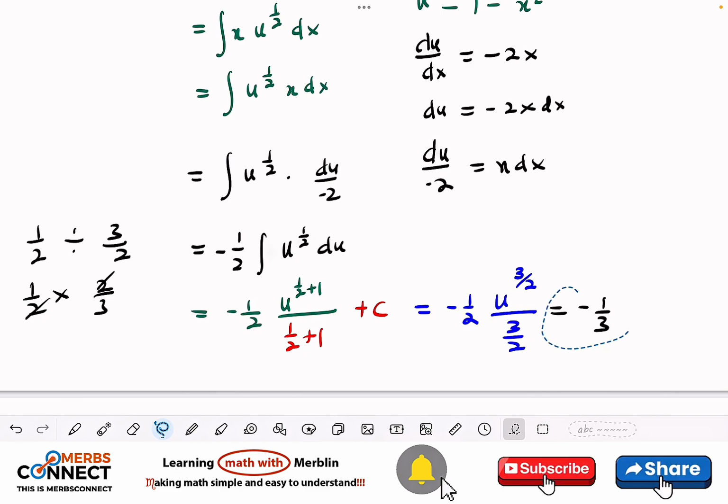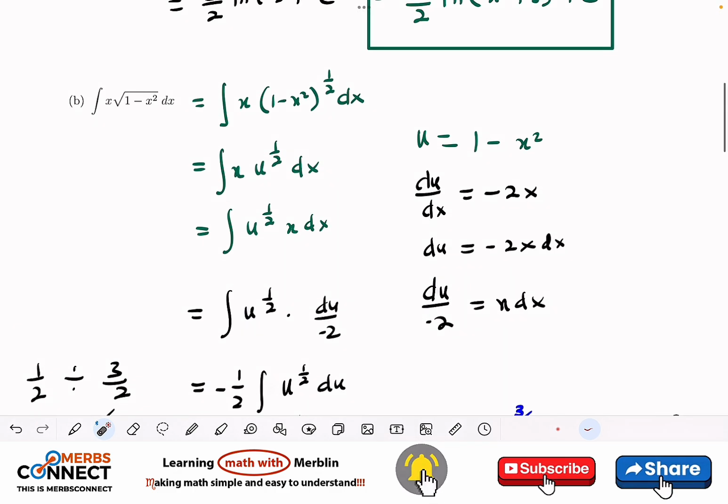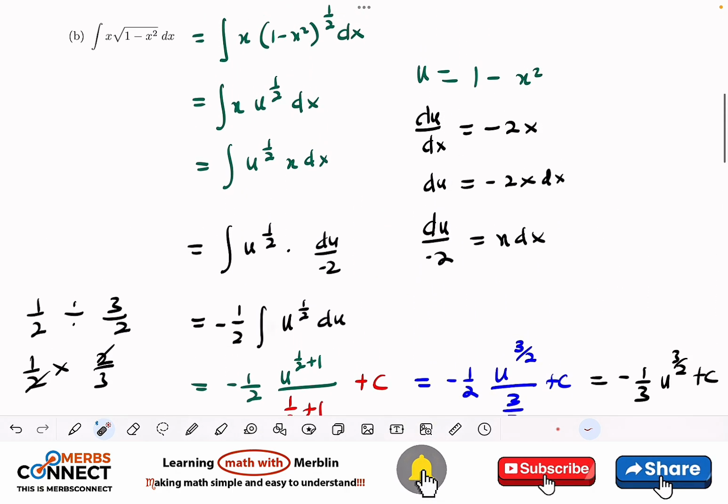Oops, I didn't bring my c. So plus c, and then I'm going to have negative 1 over 3 u to the power 3 over 2 plus c. And don't forget, anytime you are doing u substitution, when you are done, you need to make sure that the u is taken care of. So now here our u is 1 minus x squared. So we need to make sure that we plug that in.